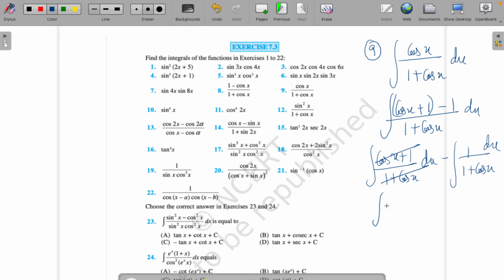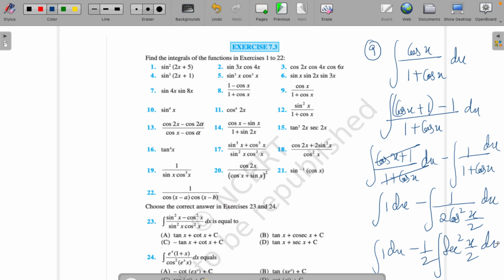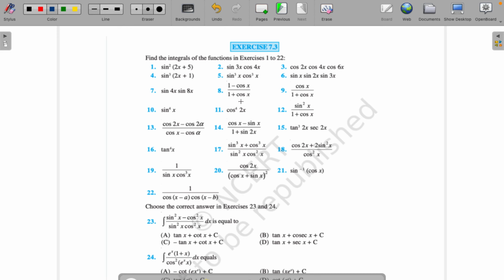Now here again, here is the integration of 1 dx minus, again, you know the formula, 1 plus cos x is 2 cos square x by 2, children, right? And you can obviously integrate 1 dx minus half integration of sec square x by 2. When you are integrating, again a reminder, please do not forget the chain rule, that is, whatever is the integration of sec square x by 2, you will also divide it by the derivative of x by 2, right? That's the mistake which many children make. That was question number 9 for you.